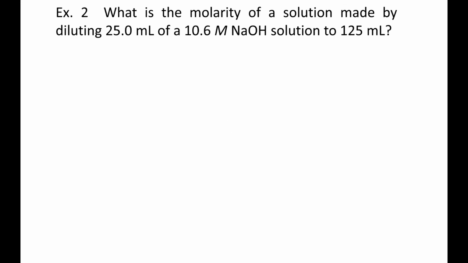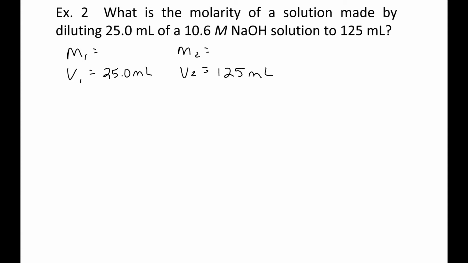Okay, so what is the molarity of a solution made by diluting 25 milliliters of a 10.6 molar NaOH solution to 125 mL? So I'm going to write my M1, V1, M2, V2. Now I know sometimes you guys have issues trying to figure out what goes where. Well, rule of thumb here, remember, the larger of the two volumes goes to V2. So I have 25 mL and 125. That means my 125 is my V2, my 25 is my V1.